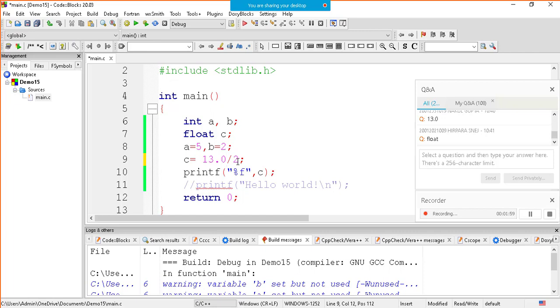Who will do that conversion? Compiler. Implicit typecasting. Compiler will do the conversion. And so 13.0 divided by 2.0, the arithmetic operation is performed in float. Answer is going to be in float. So what is the answer in float? It's 6.5, and then 6.5 will go to C. So again, you can check the answer.